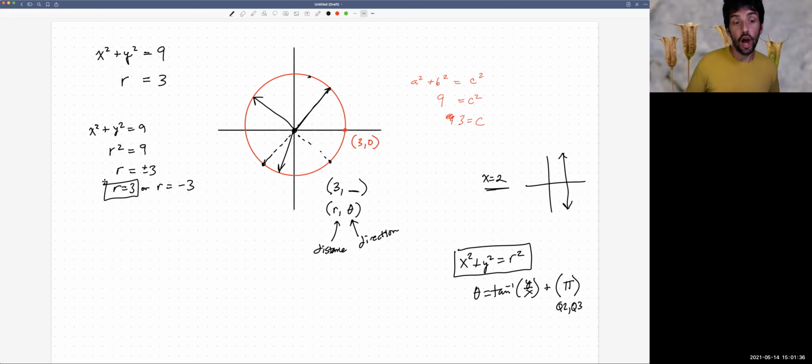Okay, I think that's it for the introduction. Just get to start thinking about polar graphs. We'll do more examples, but that's it for now.